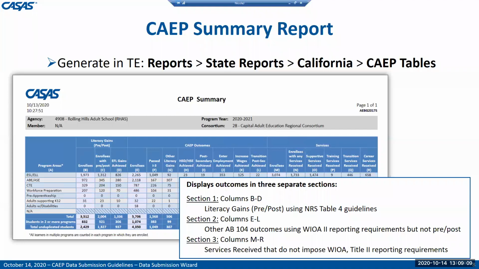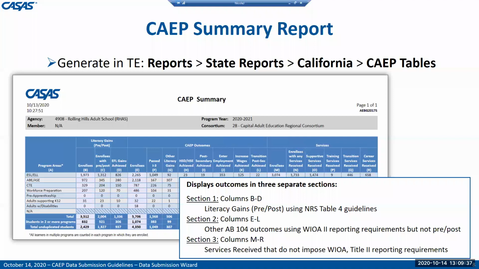Now, this summary will display multiple outcomes in 3 different sections. We have our section 1, which is columns B through D, section 2, which is columns E through L, and then section 3, which is columns M through R. Now, our section 1, that's our literacy gains and NRS Table 4 guidelines. Do they have 12 hours of instruction, pre or post testing?